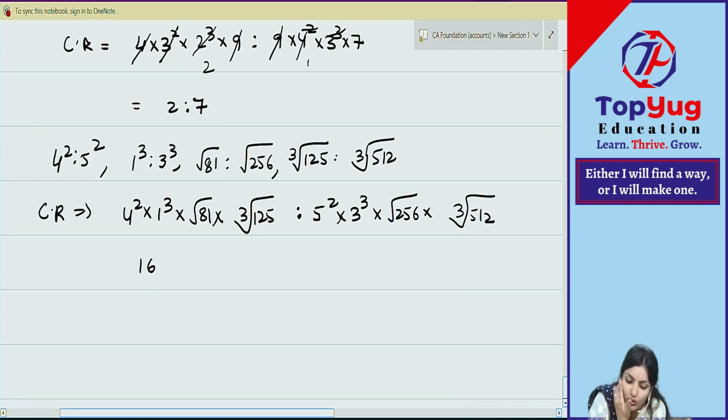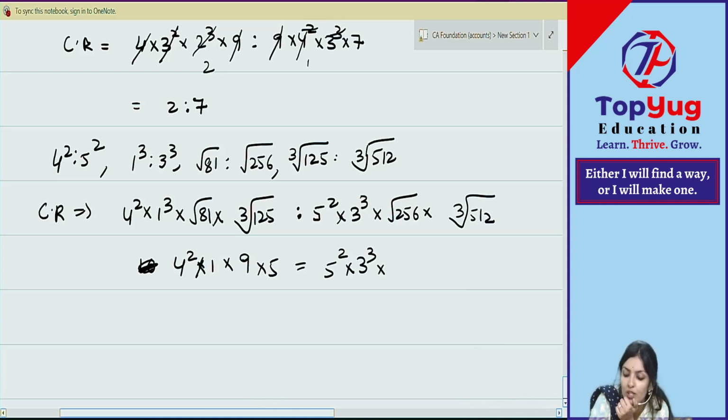You need not simplify that thing if you want. I'll just write 4 square into 1. So the square root of 81 is 9 and the cube root of 125 is 5. Similarly, 5 square into 3 to the power 3. The square root of 256 is 16, because 15 15 is 225 and 16 16 is 256. And similarly, this is 8.